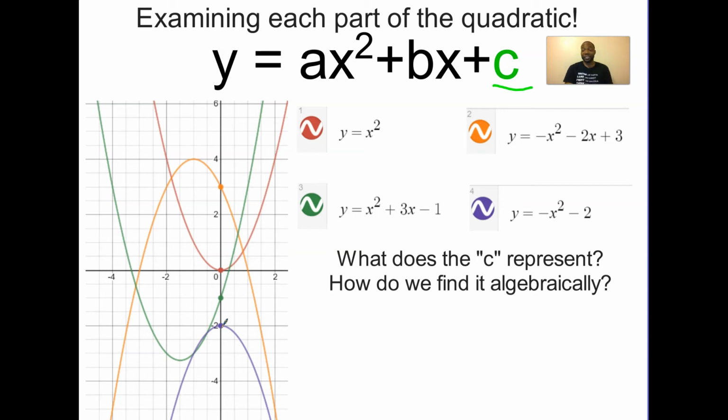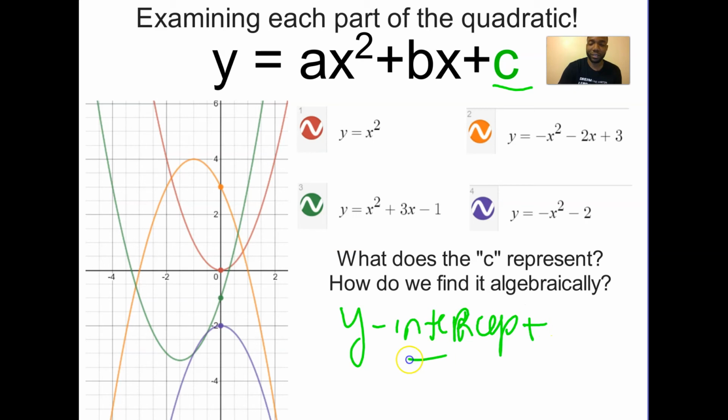So what is C? What is the name of C? Extra credit. All right, so C is the y-intercept. And how do we find it algebraically? I don't want to do it, but I'm going to. How do we find the y-intercept at any moment? Ed Puzzle question. All right, so we find the y-intercept when x is 0.